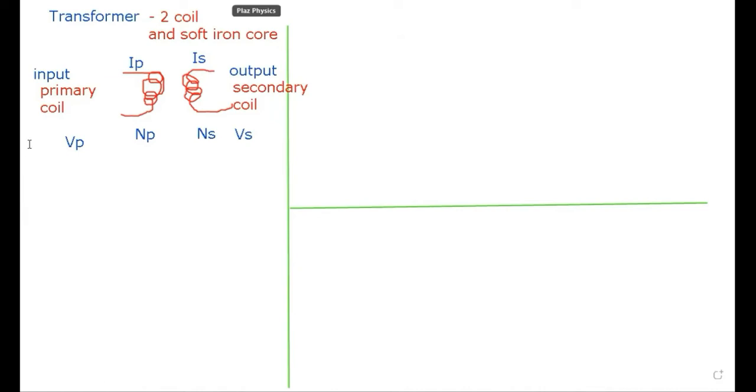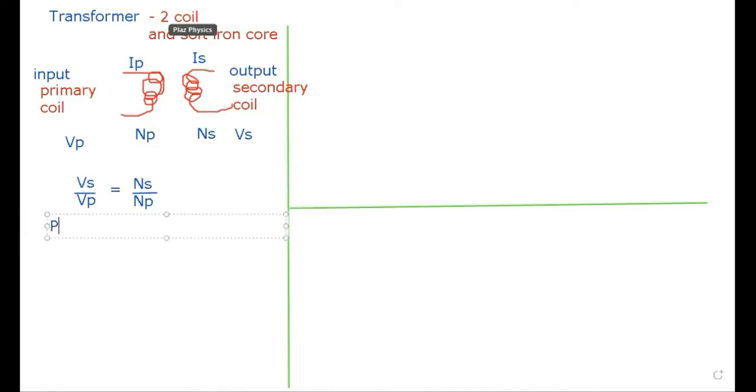This transformer transforms, what do they transform? They transform voltage. So secondary divided by primary is equal to the ratio of number of turns. The more turns, the higher the voltage. So transformer uses number of turns to control your voltage, giving a different output.